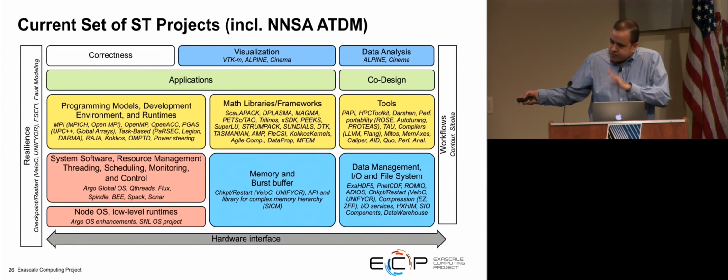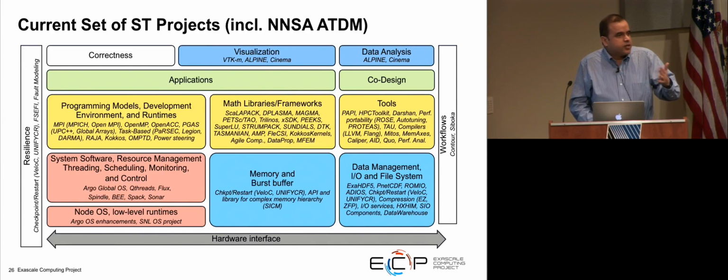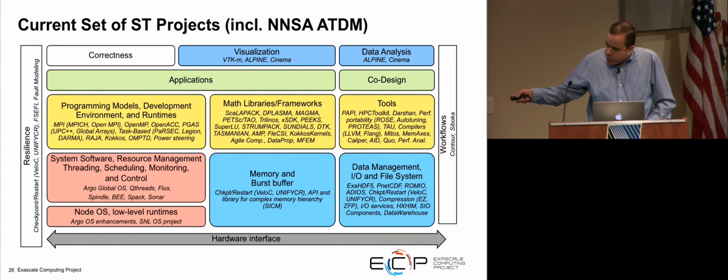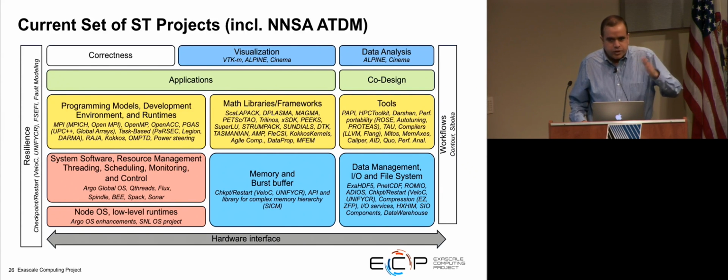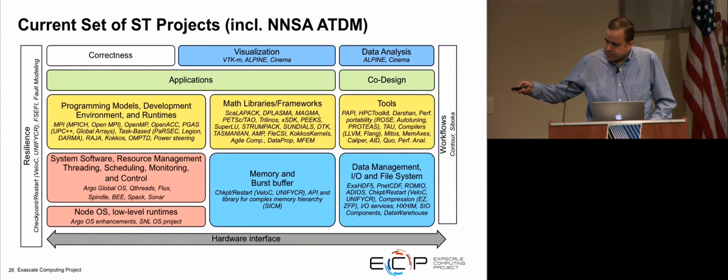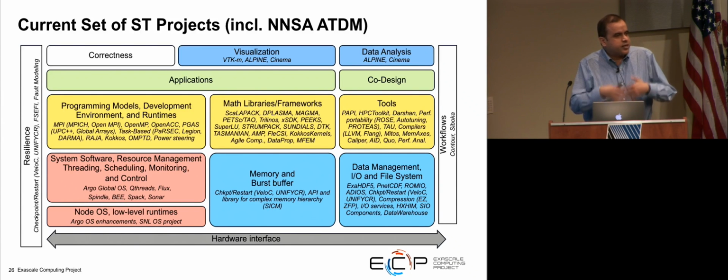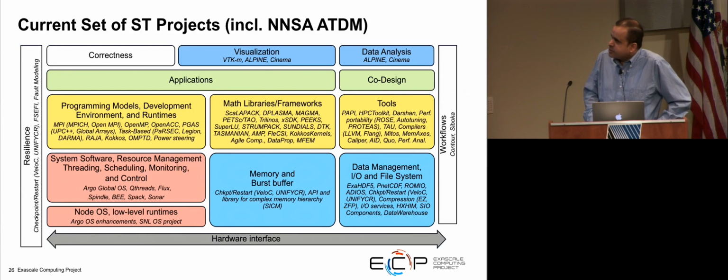Then on the burst buffer side, there are some cross-listed projects. The checkpoint restart and the Unify and the Veloci efforts also deal with burst buffers, so they are listed there. And there is one project led by Mike Lang at Los Alamos, and it involves Oak Ridge and Livermore, I think Maya Gokhale from Livermore. It is an API and library for managing the complex memory hierarchy. So that's a new effort. That's not existing code, but we felt that that's something that is needed for these exascale systems.